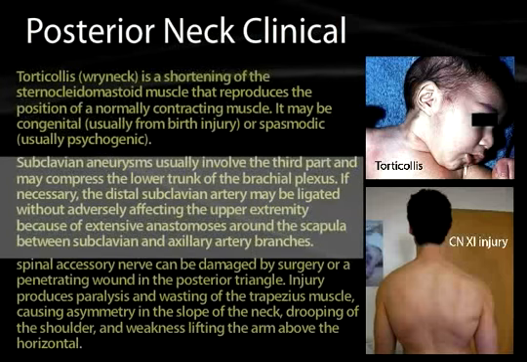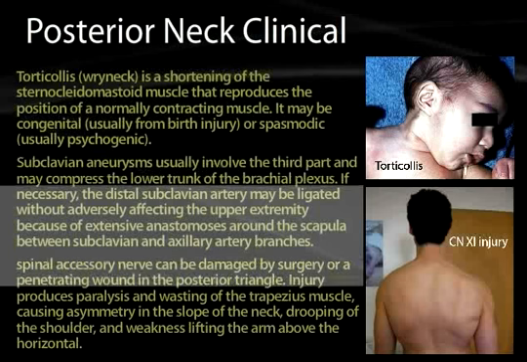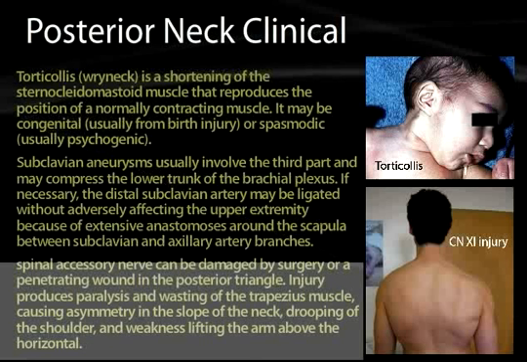You can have a subclavian aneurysm, which involves the third part of the subclavian, which can compress the lower trunks of the brachial plexus. And this can be ligated without too bad of effect because of the anastomosis around the shoulder between the subclavian and the axillary arteries. The spinal accessory, when it's damaged, as you can see in this picture with the man's back to us, you'll get a shoulder sag and an inability to lift the shoulder above the horizontal plane.